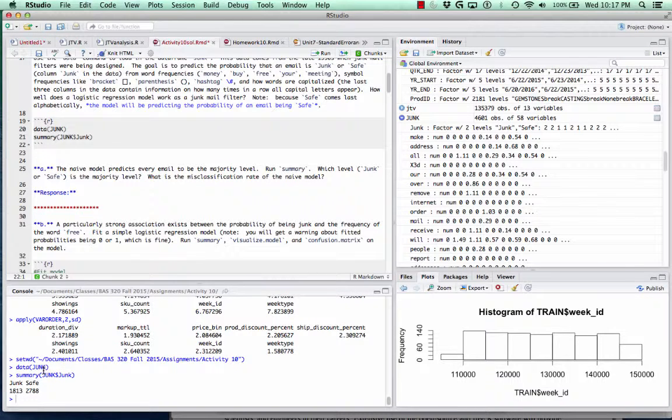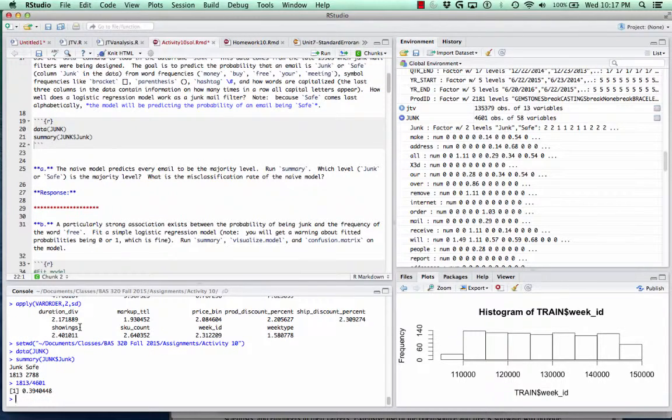And what I see is that there are two levels, junk and safe. And safe is the majority level, so the naive model is going to predict every email in the data set to be safe. So it will misclassify the 1813 junk emails, for a misclassification rate of 1813 out of a total of 4,601 emails. So the misclassification rate of the naive model is going to be 39.4%.